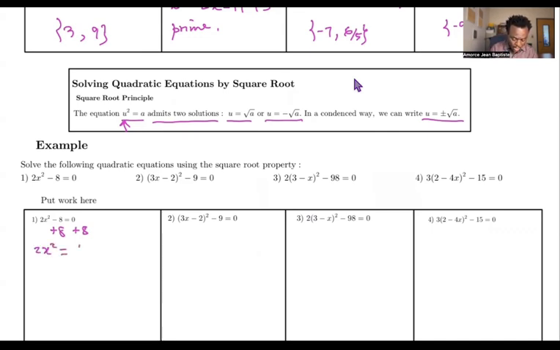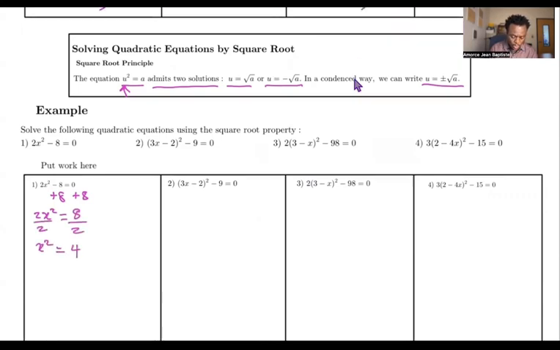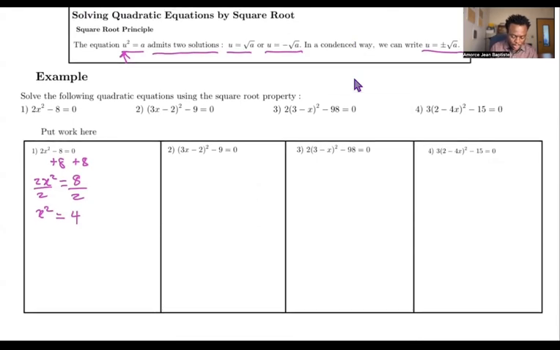2x squared equals 8. Then we divide by 2. x squared equals 4. Now we can apply the square root property that says if I have something squared equals a constant, the thing itself can be equal to the square root of the constant, or negative square root of the constant. In this case, the constant is 4. So x is 2 or x is negative 2. Your solution set is 2 and negative 2.